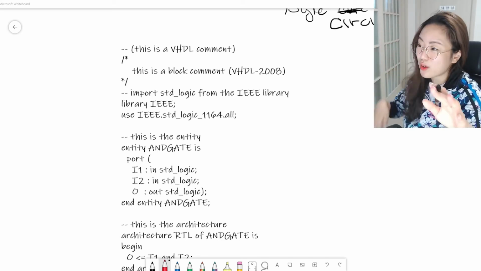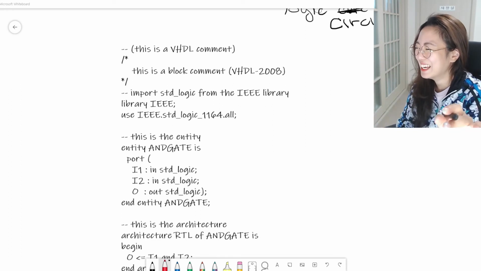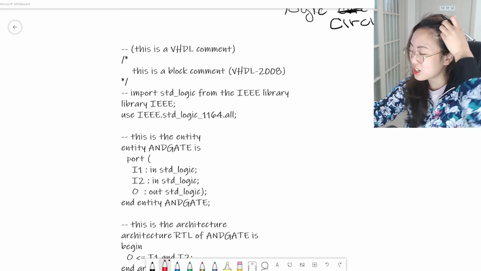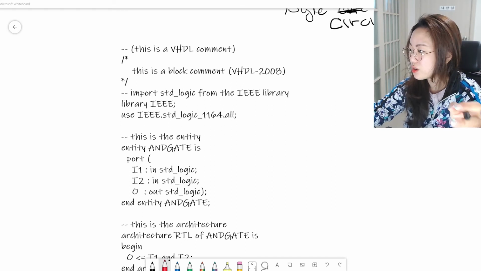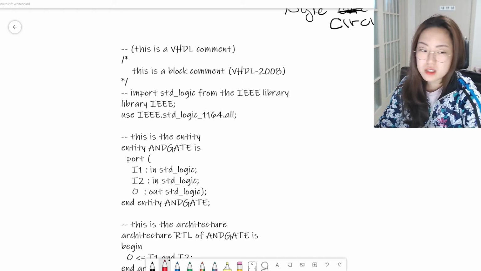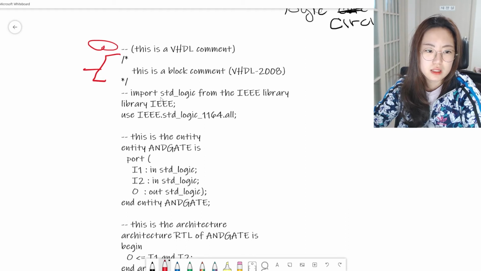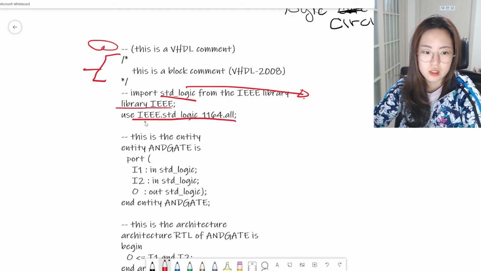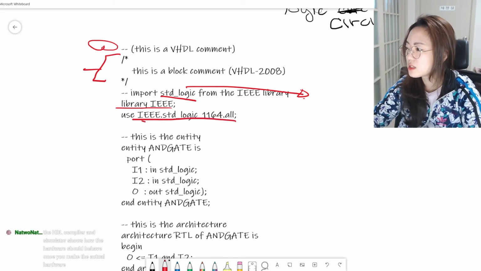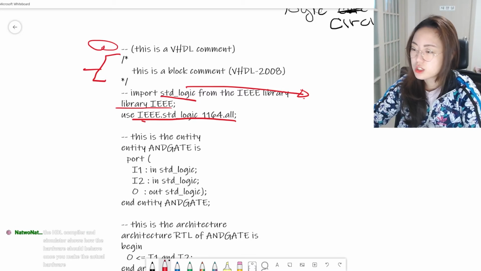So every EE does this. Right? Every electrical engineer does this. Agree? So this is a VHDL comment. You can comment like this or like this. What it does is it imports the logic. So std_logic means it's importing the logic called library IEEE, and using the 1164 logic, because that's the recent logic.